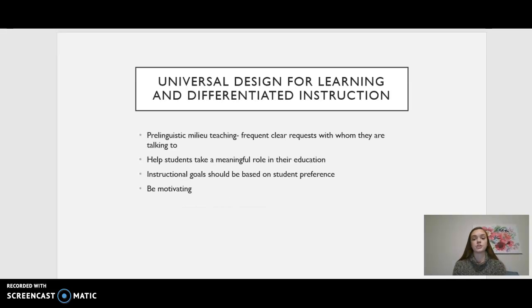Universal design for learning and differentiated instruction for intellectual disabilities. So, pre-linguistic milieu teaching, which is frequent, clear requests with whom they are talking to. So just being really clear back and forth about who they're talking to and being able to understand who they're taking their requests from. Also, help students take a meaningful role in their education, an active part of their learning. You should also have instructional goals that are based on the student's preference. You want to let them choose what they're learning and how they learn it. It will be very beneficial to them.